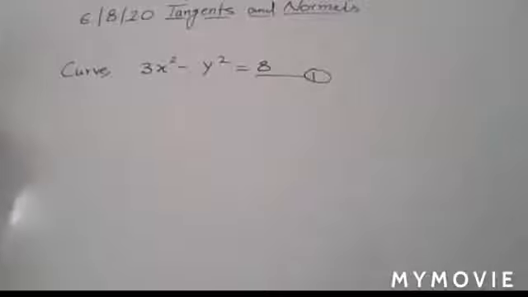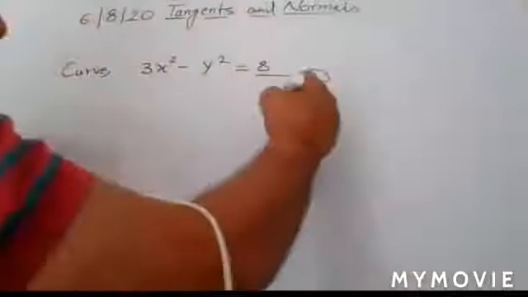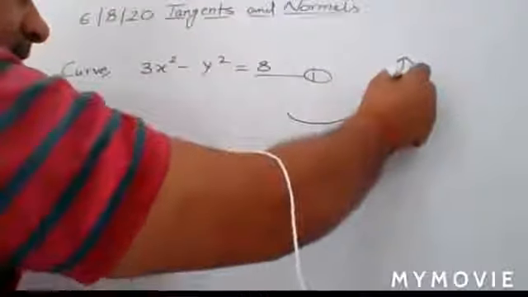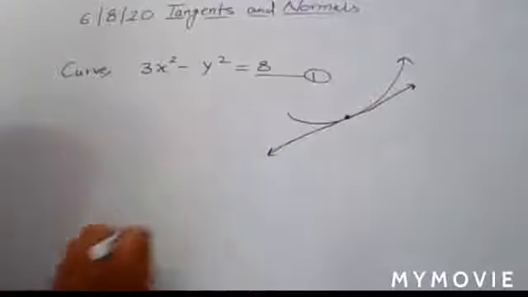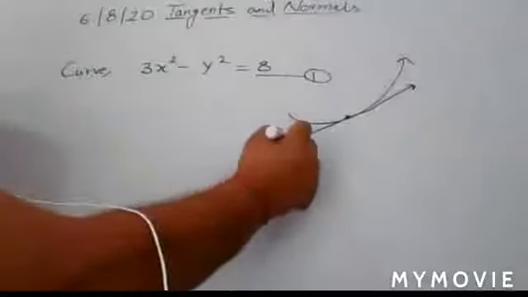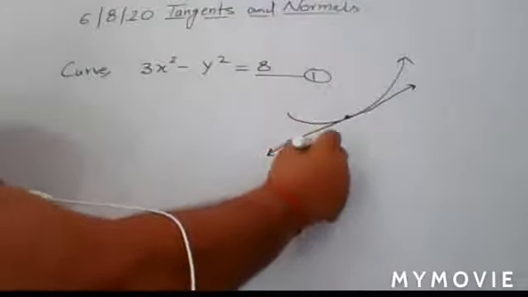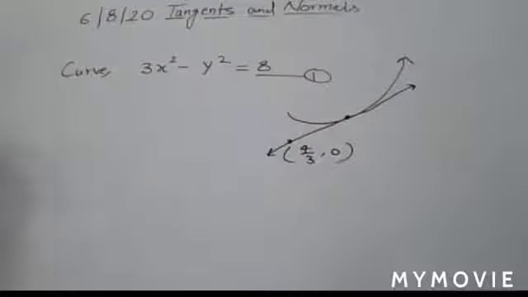Find the equation of tangent to the curve 3x square minus y square is equal to 8, which passes through the point (4/3, 0). Okay, so just think about the question. Here you have a given curve, and suppose you have a tangent at a given point on the curve, and it is given that the tangent is passing through the point (4/3, 0), and you have to find the equation of it.